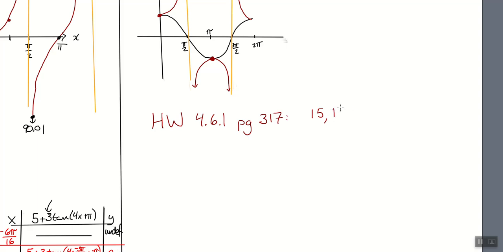19. 28. And looking for a cosecant, 35. Okay. This is only 4 problems. This is not a ton.